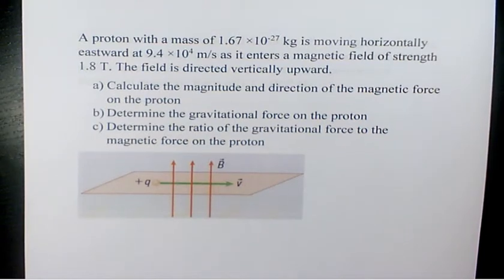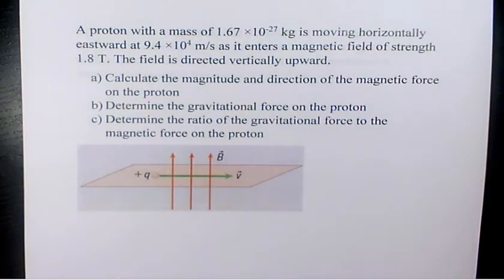A proton with a mass of 1.67 times 10 to the power of negative 27 kilogram is moving horizontally eastward at 9.4 times 10 to the power of 4 meters per second as it enters a magnetic field of strength 1.8 Tesla. The field is directed vertically upward. Calculate the magnitude and direction of the magnetic force on the proton.